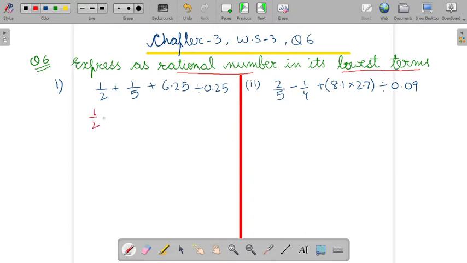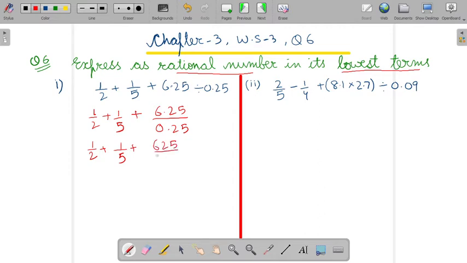So 1 upon 2 plus 1 upon 5, these two terms are in division. So you will write it like this, 6.25 upon 0.25. So what should be the next step now? You have to remove the decimal. While removing the decimal, I think you must be aware of the method.